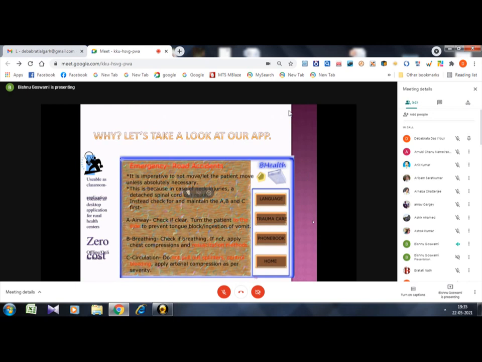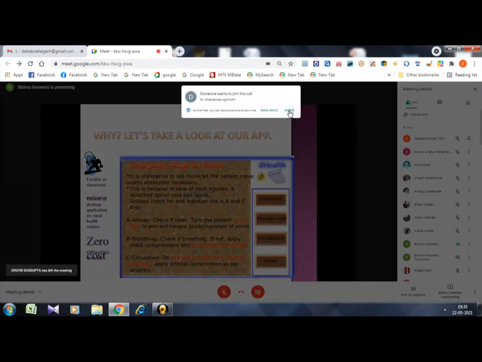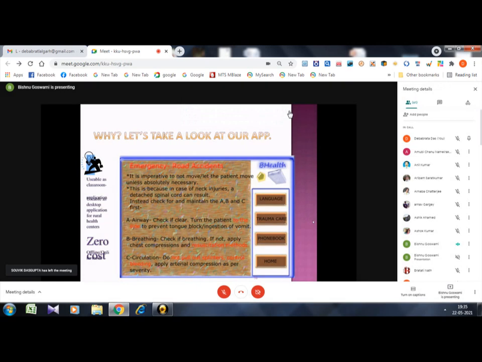So why? Let's look at this prototype app we had developed a few years ago. Emergency road accidents. It is imperative to not let the patient move unless it is absolutely necessary. This is because in case of neck injuries, a detached spinal cord can result. So when there is an accident, we should not move the patient unless it is absolutely necessary. If he is in the middle of the road, we should move him. But if he is lying on the side of the road, we shouldn't move him unless it is absolutely necessary.